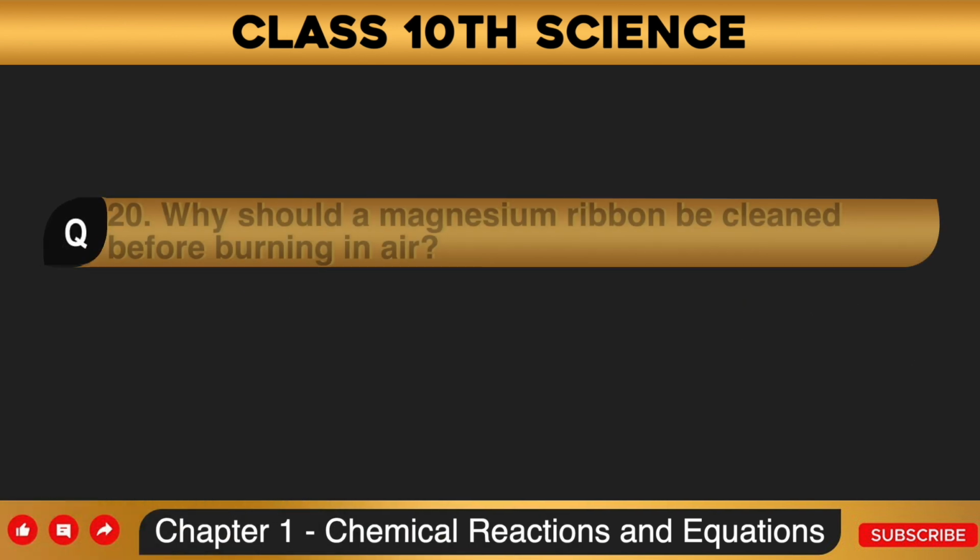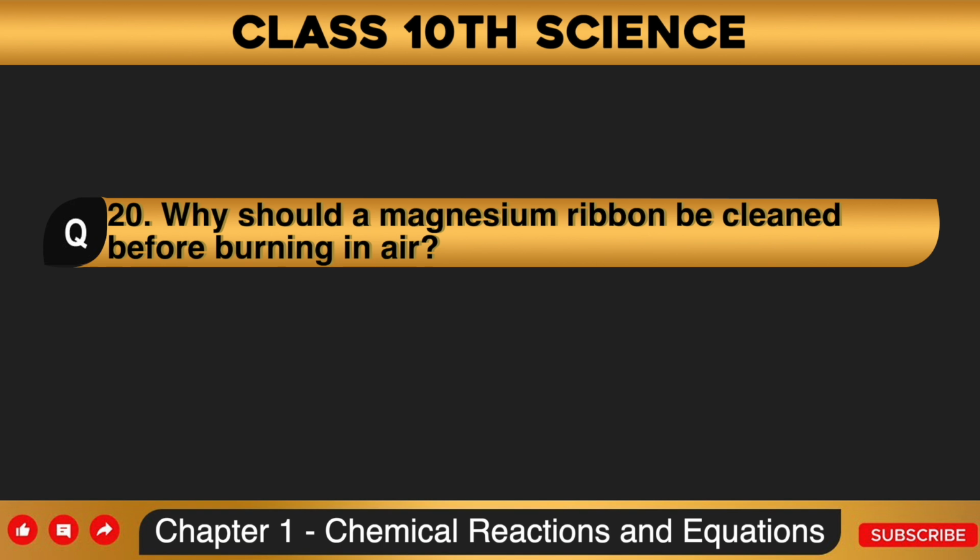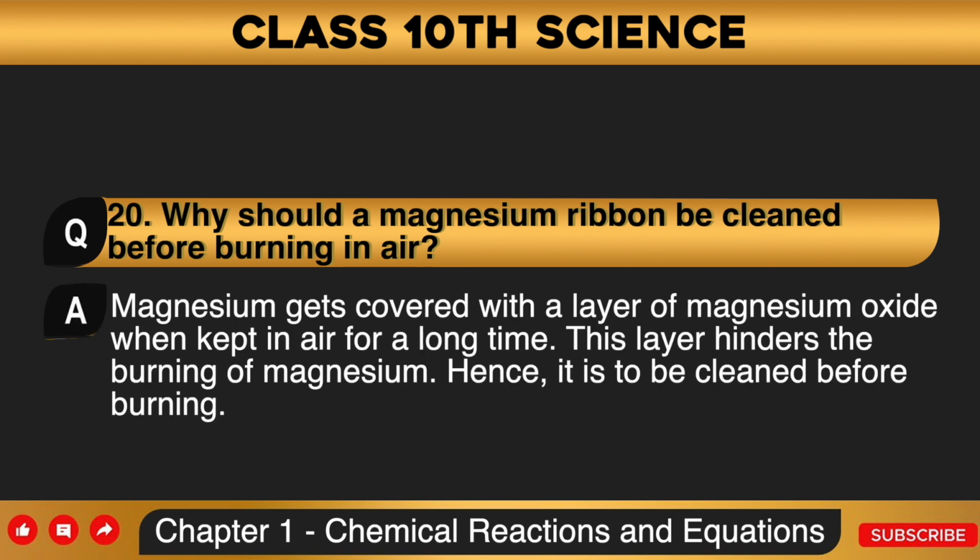And here is the last question. Why should a magnesium ribbon be cleaned before burning in air? Here is the answer to this question. Magnesium gets covered with a layer of magnesium oxide when kept in air for a long time. This layer hinders the burning of magnesium. Hence, it is to be cleaned before burning.